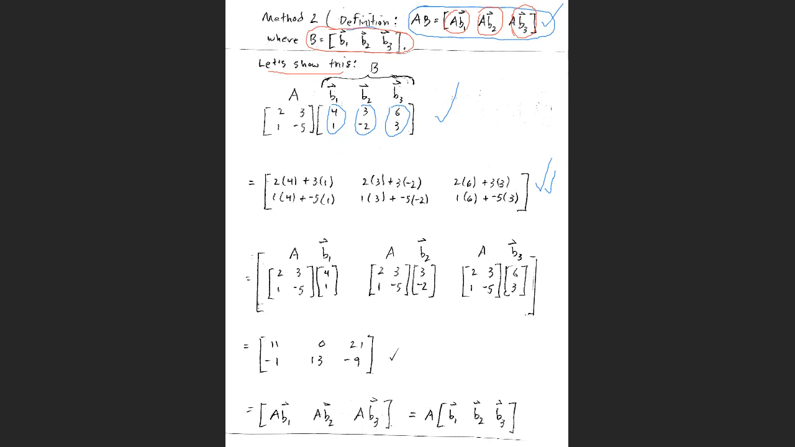Okay, so now let's look at each of the columns separately. Let's look at this first column here. Do you agree that that first column, which consists of the elements 2 times 4 plus 3 times 1, and 1 times 4 plus negative 5 times 1, is the same as A times the vector B1? Here's B1 right here. All right. Benjamin's comfortable with that. Nafani's comfortable with that. Catherine's comfortable with that. Thank you. Excellent. Is anybody not comfortable with that? Let me know.